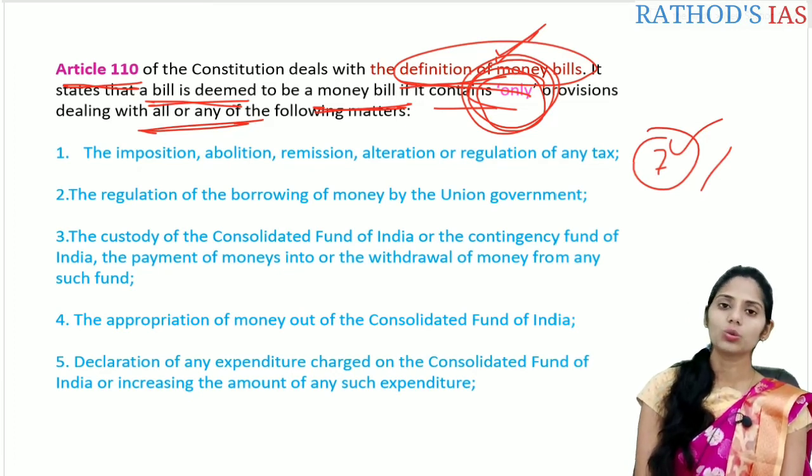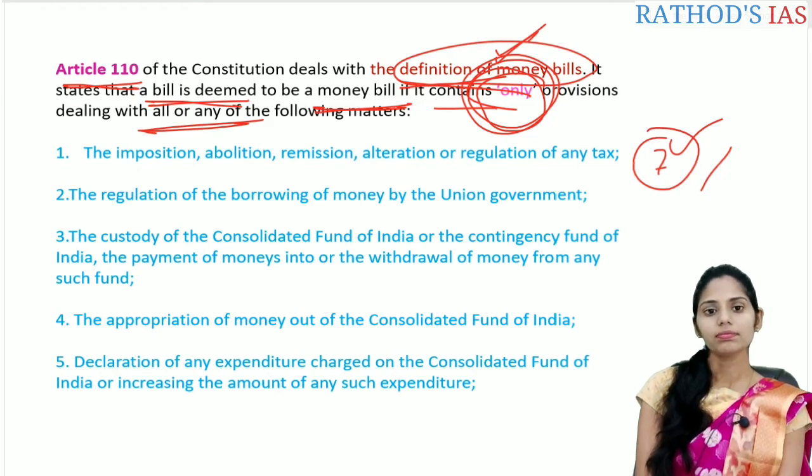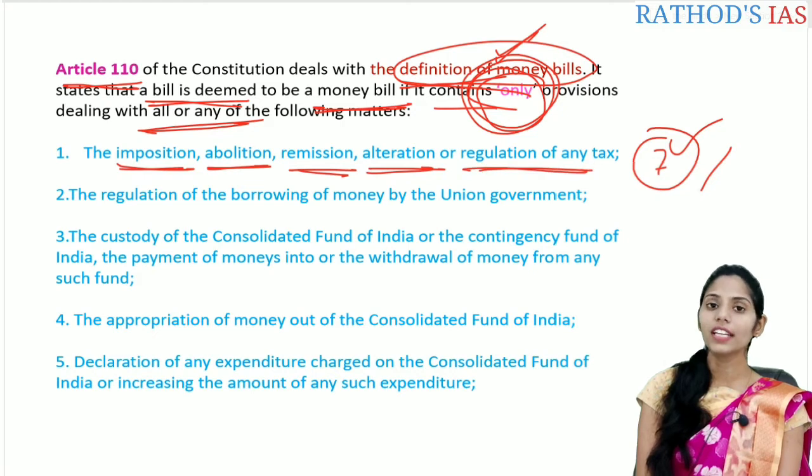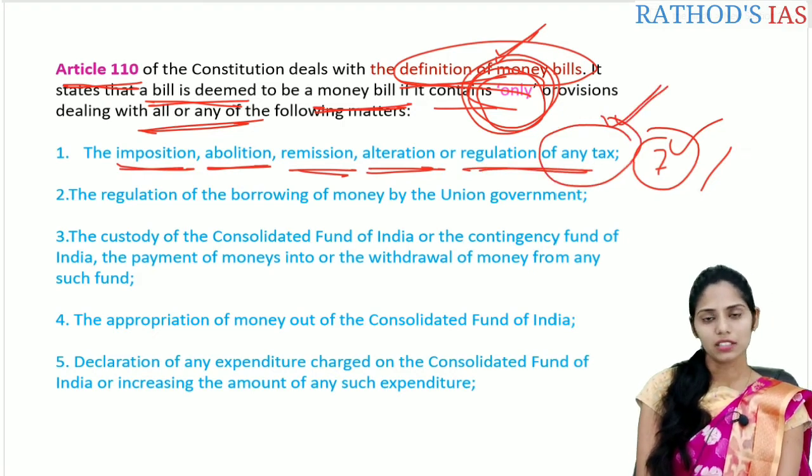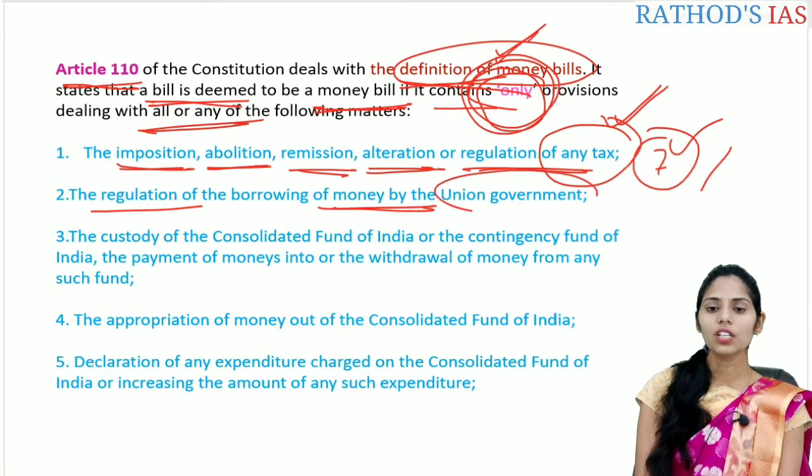So let us see those provisions one by one. The first one is regarding the imposition or abolition or remission, alteration or regulation of any tax. So anything which is regarding this tax comes under this money bill. And the next one is the regulation of the borrowing of money by the union government. So whenever the union government is dealing with the borrowing of the money, that will come under this money bill.